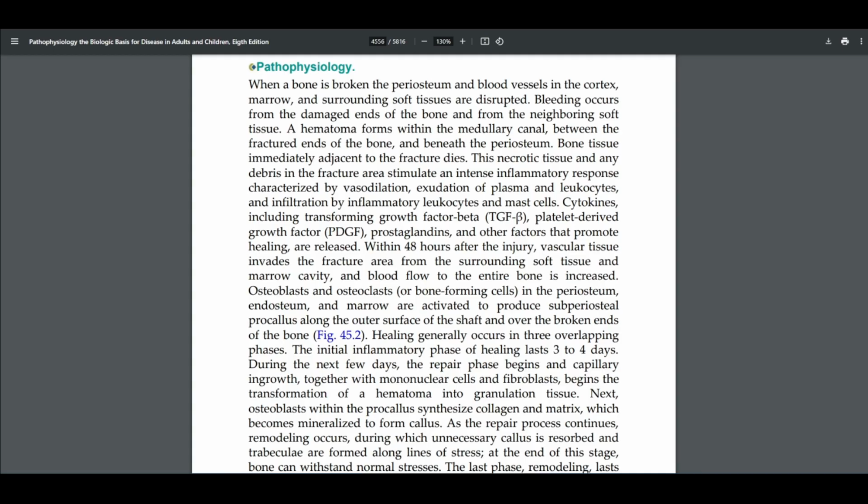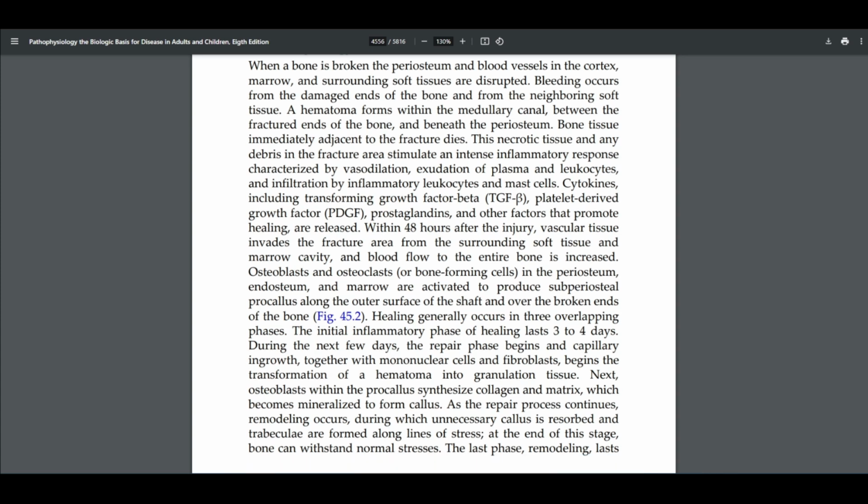Within 48 hours after the injury, vascular tissue invades the fracture area from the surrounding soft tissue and marrow cavity, and blood flow to the entire bone is increased. Osteoblasts and osteoclasts in the periosteum, endosteum, and marrow are activated to produce subperiosteal procallus along the outer surface of the shaft and over the broken ends of the bone.